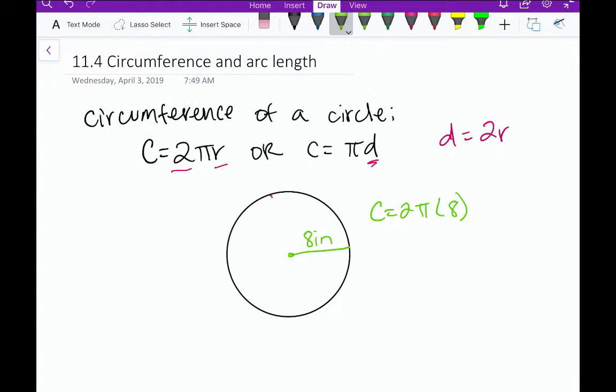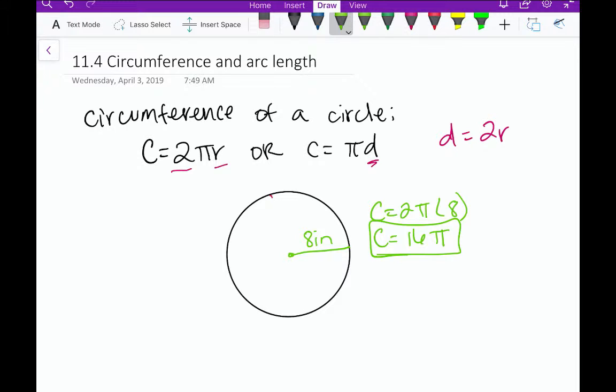We are going to use the pi button in the calculator. We are not going to round to 3.14. But I need to simplify this first. 2 times 8 is 16. So I would actually be okay if you left your answer like that, 16 pi.